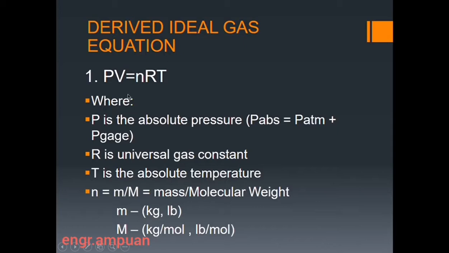Okay, so the V is the volume, n is the number of moles, which is equal to small letter m over capital M, or the mass over the molecular weight. So here are the units in SI and English units. R here is the universal gas constant, and T is the absolute temperature. When you say absolute temperature, this is in Kelvin or Rankine.